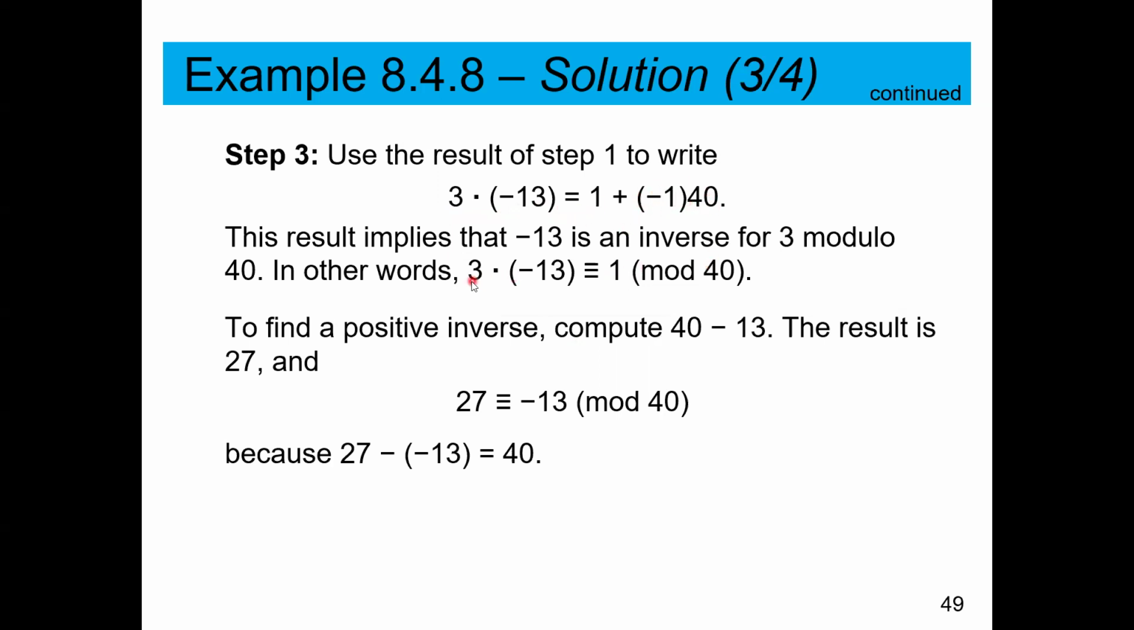When I take mod 40, 3 times negative 13, but I don't want negative 13. So often the easy way to know what is negative 13 mod 40 is simply this: negative 13 mod 40 is really the same thing as 40 minus 13, because isn't this 0 minus 13? And isn't 40 congruent to 0 in terms of mod 40? So this is just, what's 40 minus 13? It's 27.